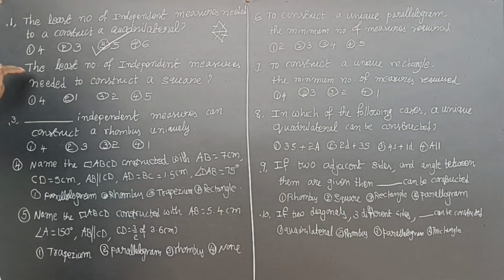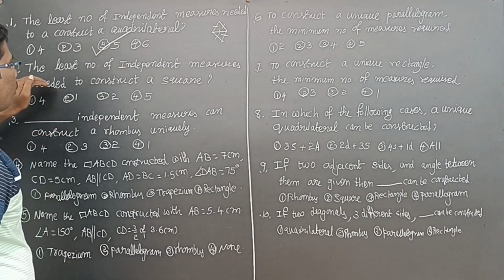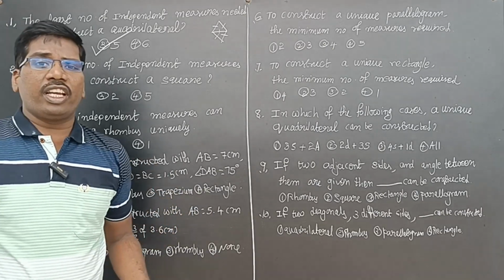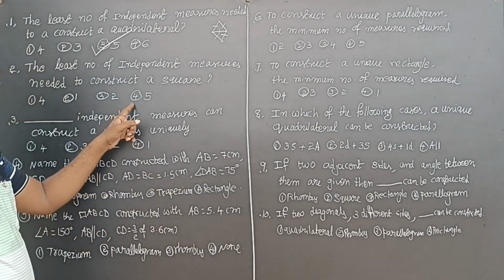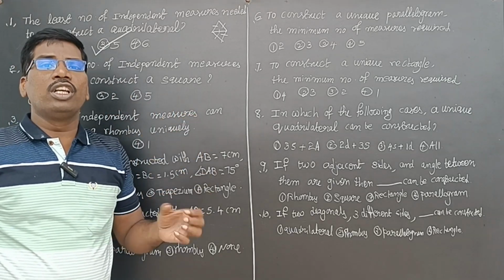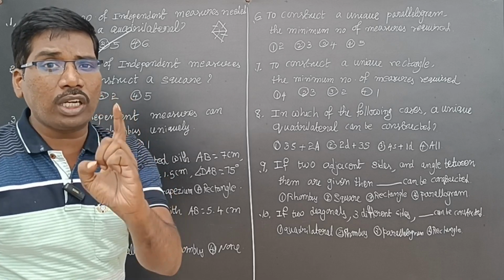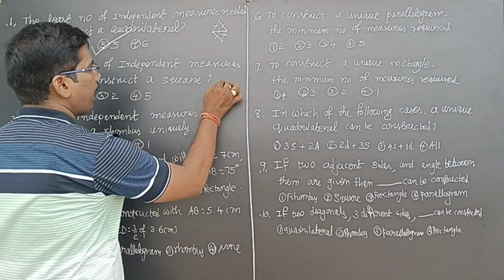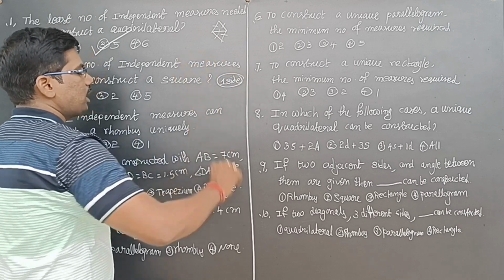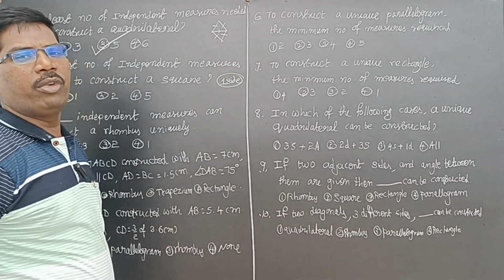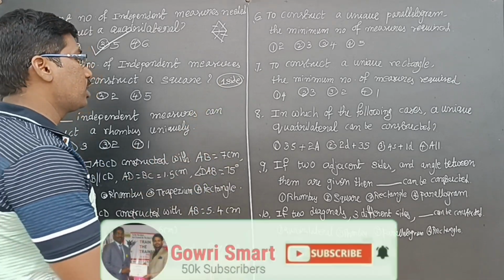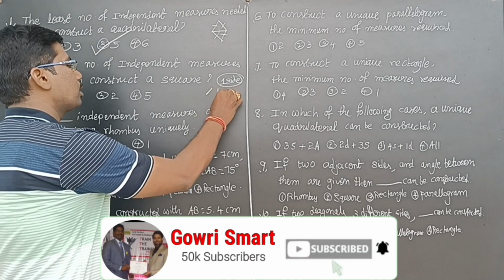Next, the least number of independent measurements needed to construct a square. See here, for constructing a square, 5 is not the correct answer, because in a square, if you know one side, that is one independent measurement, it's enough. If you know one side, the remaining 3 sides are the same.